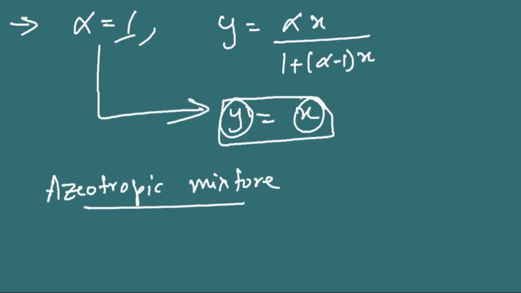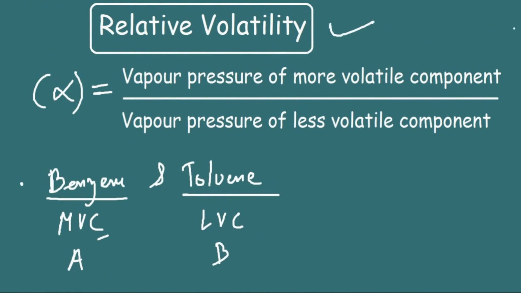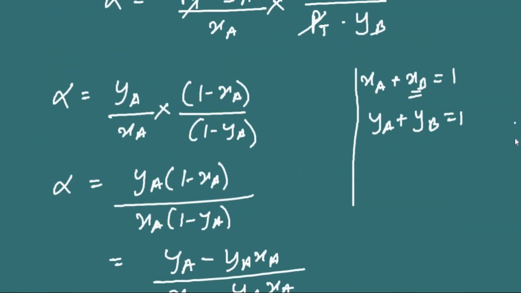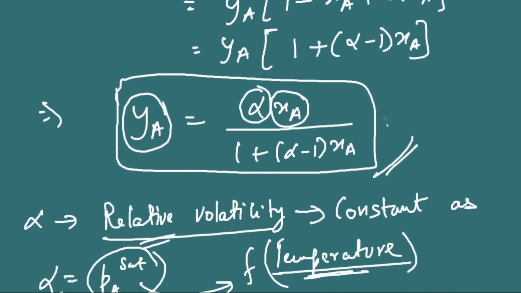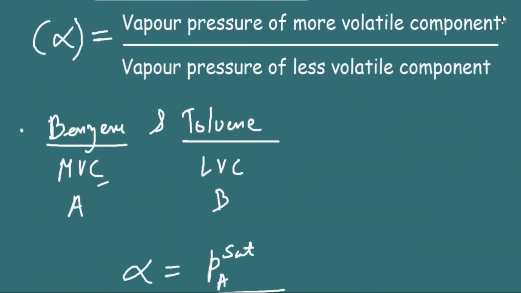So this was all about relative volatility. The main points are that this equation is very important: y equals alpha x divided by (1 plus (alpha minus 1) x). Also keep in mind that when relative volatility is equal to 1, the system is an azeotrope, and the vapor phase composition is equal to the liquid phase composition. So that was it for this video. Thank you.